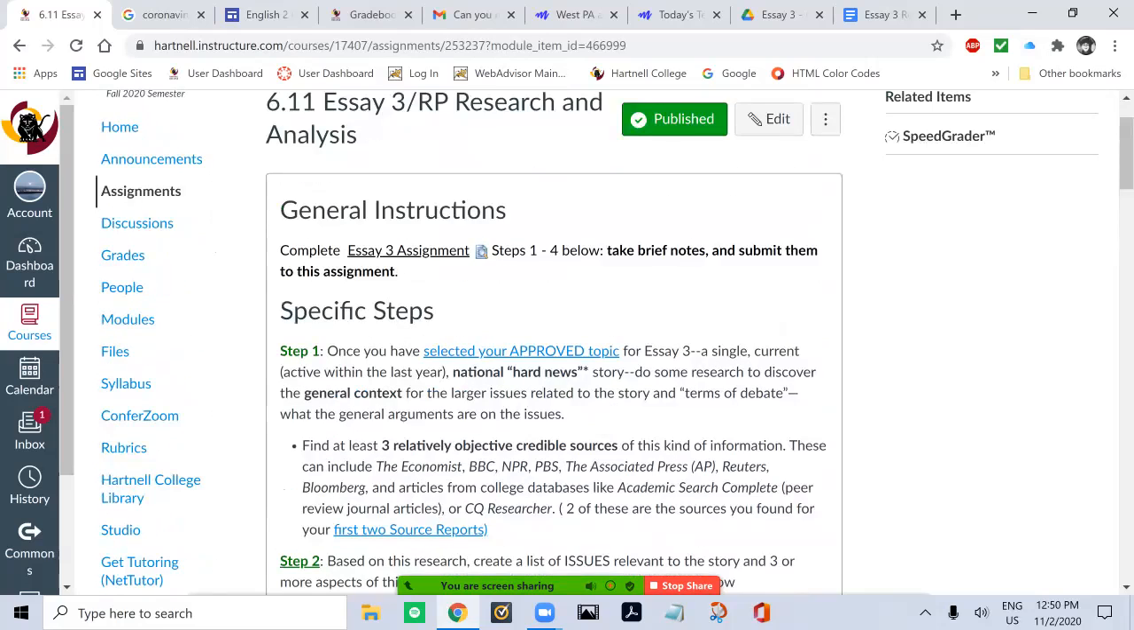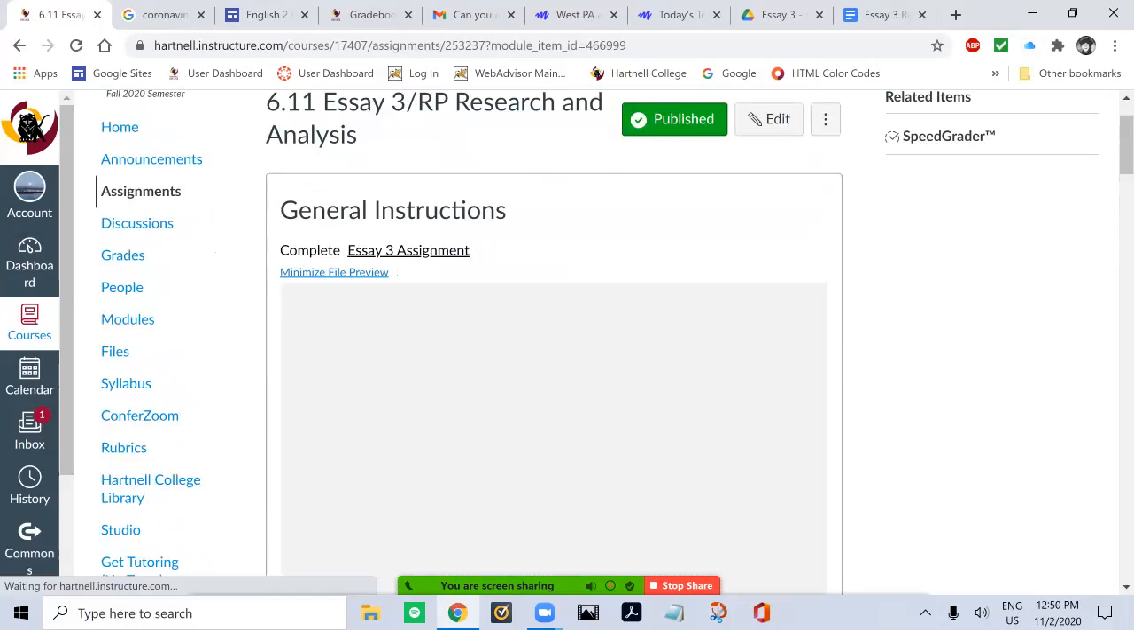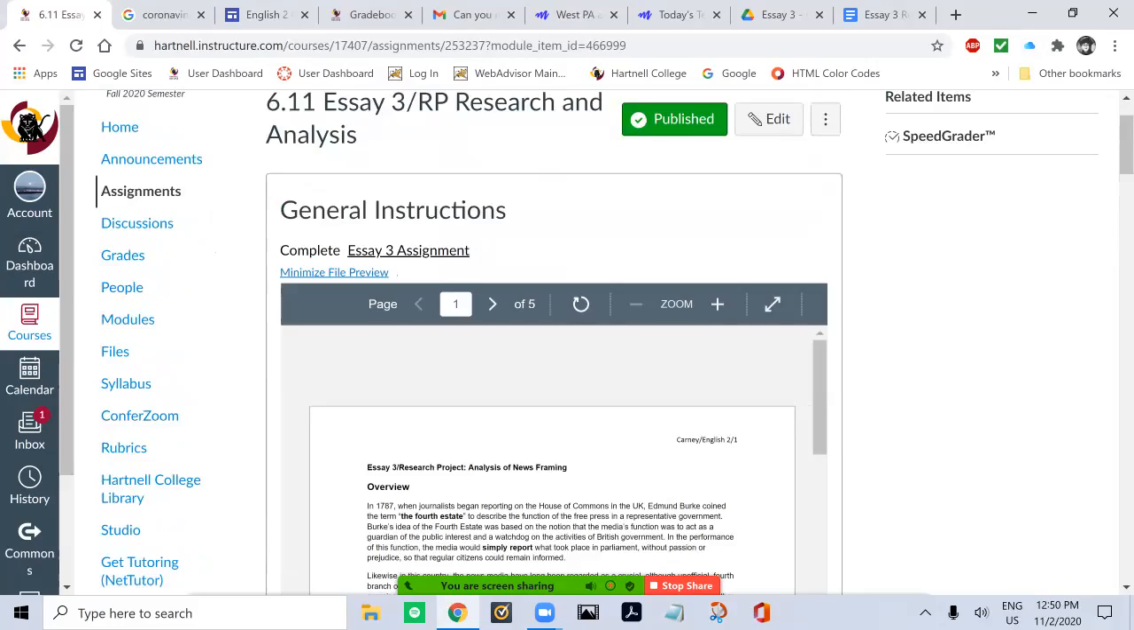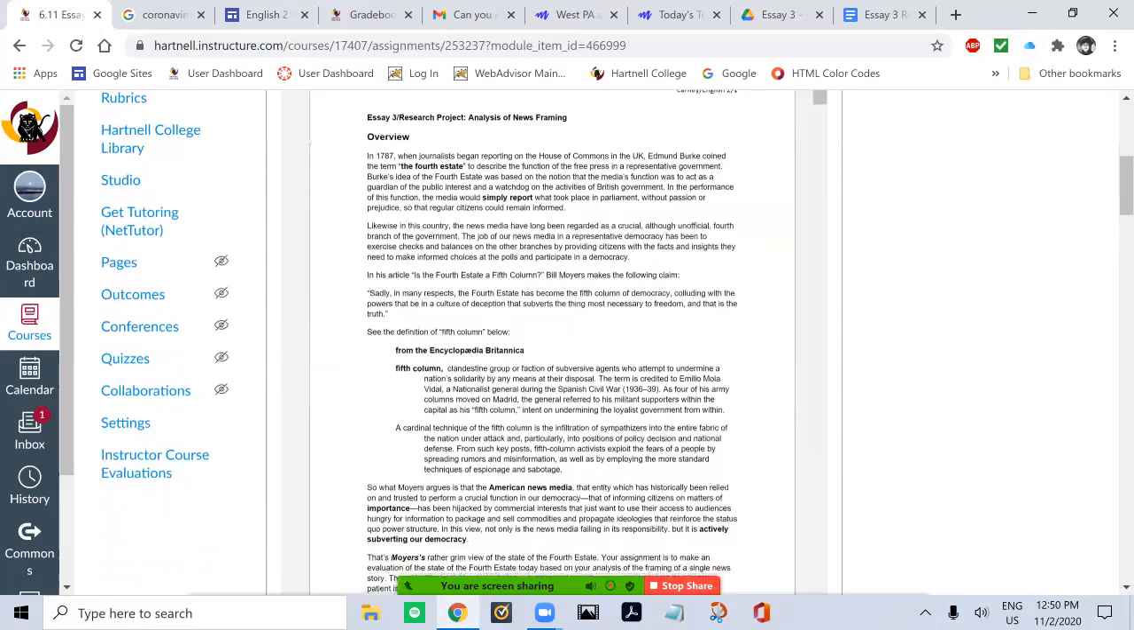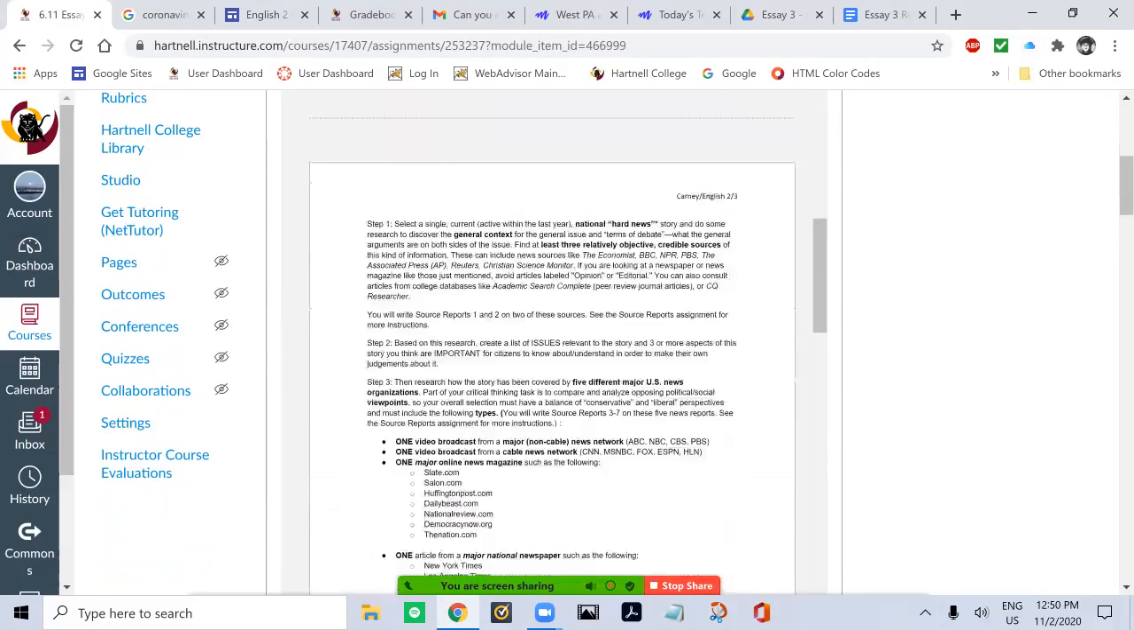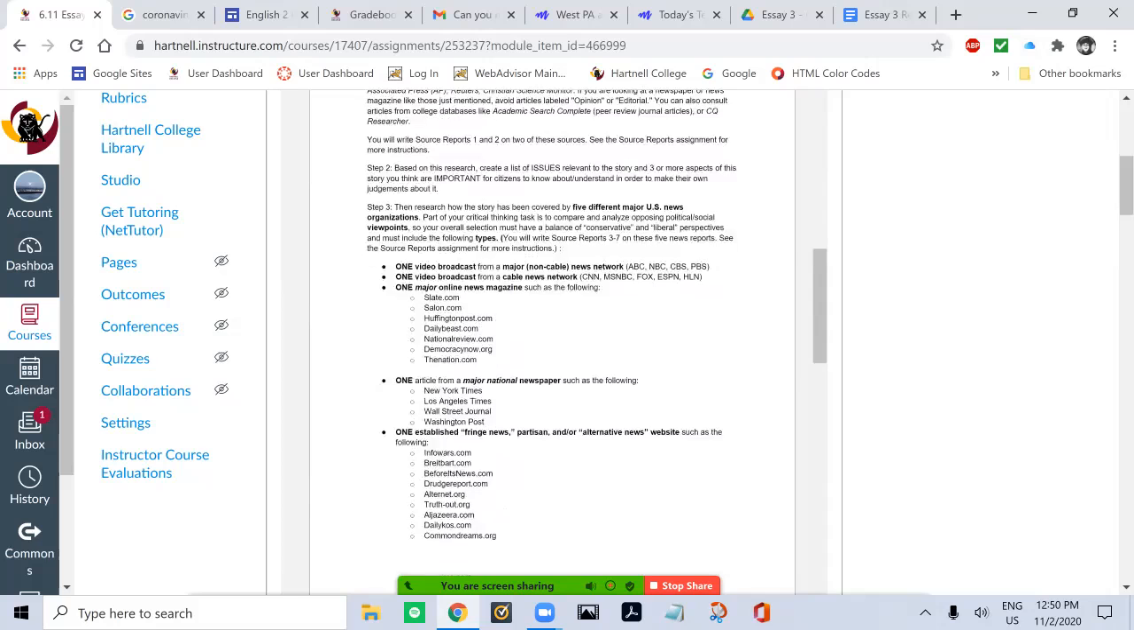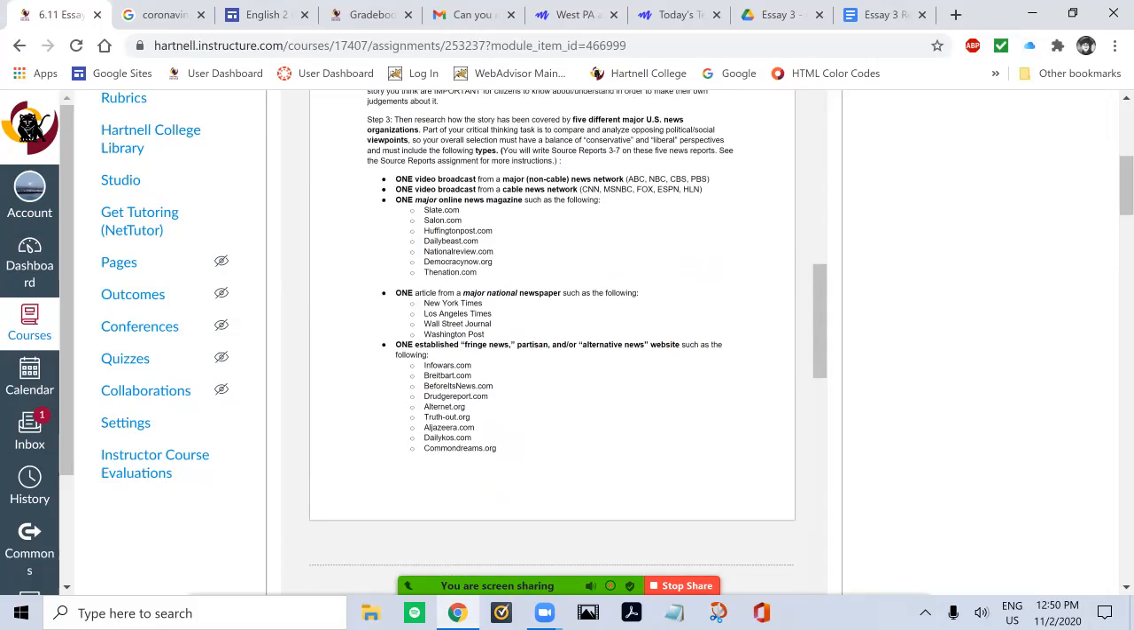In the assignment sheet, there's a bit more detail. It gives some examples on page 3 of non-cable news networks. These are: ABC, NBC, CBS, and PBS.